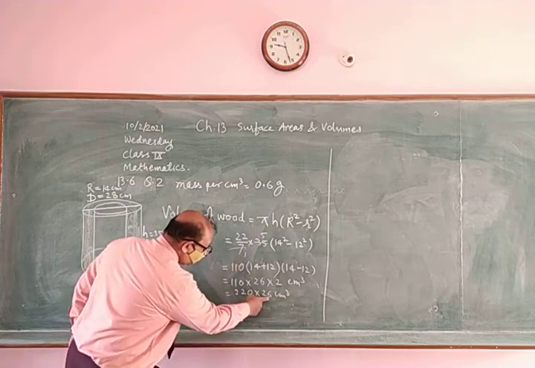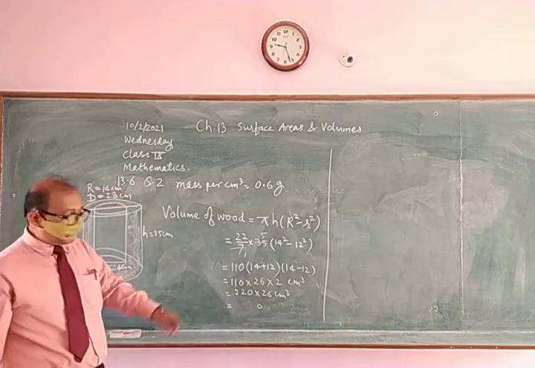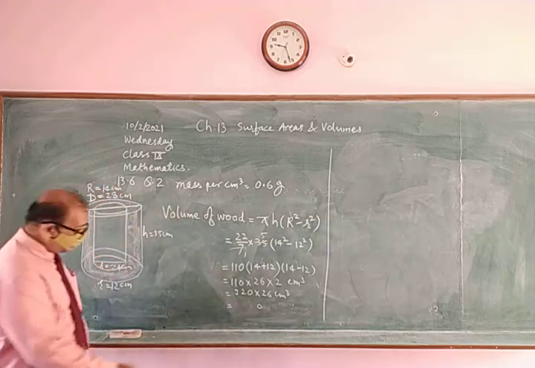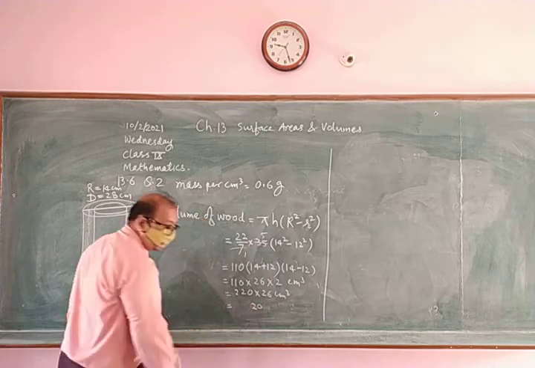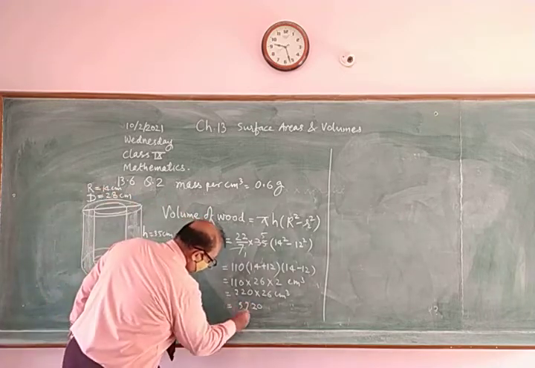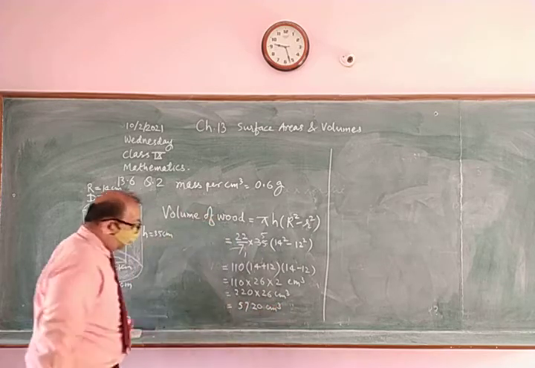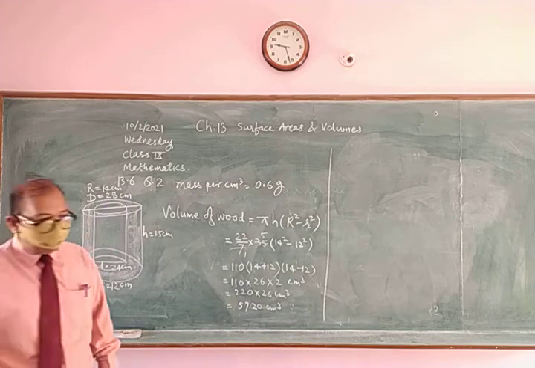26 into 0 is 0. 26 twos are 52. Carry 5. 52 plus 5, the answer is 5720. Yes, 5720 cubic centimeter.